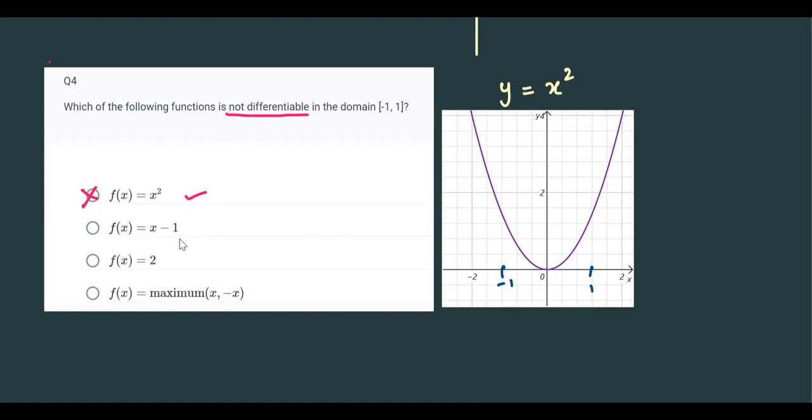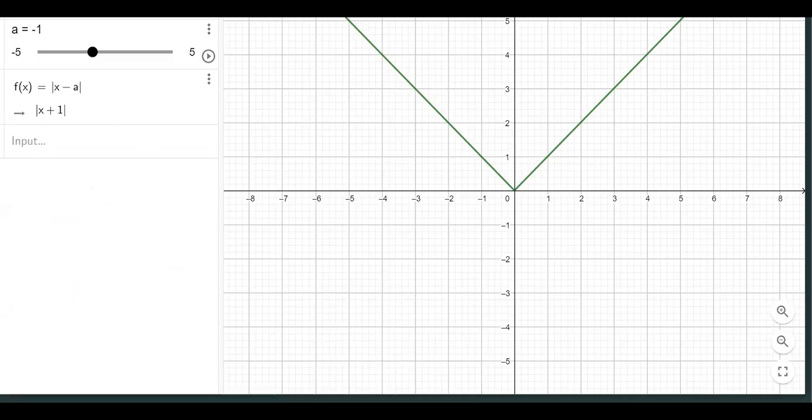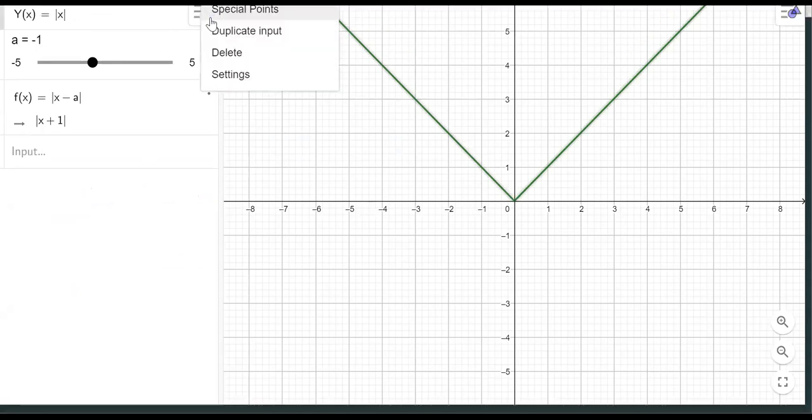Y equal to x minus 1 is a straight line. It is continuous. A straight line is always continuous and differentiable. Remember, polynomials are generally differentiable. And this is also a constant. This is differentiable. So we are left with this. What is this function? Maximum of x and minus x. Let us go to GeoGebra and see this. I will delete all this.